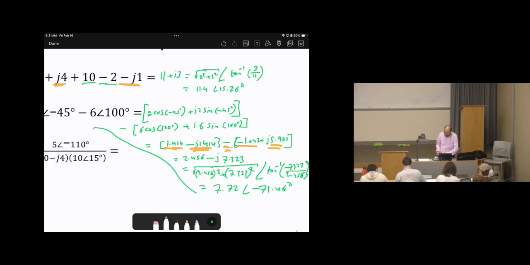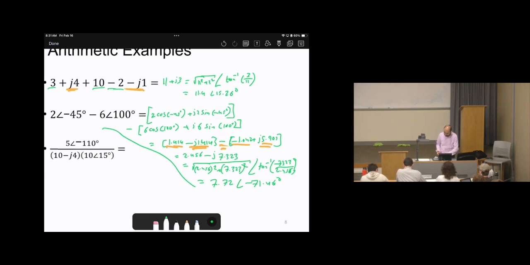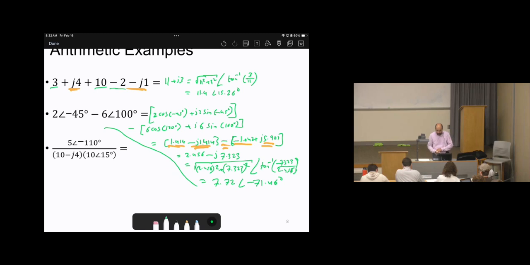Now the last one: 5 angle negative 110 divided by 10 minus J4, times 10 angle 15. So we see it's multiplication and division. So the best thing is to make sure everything is polar. It's almost everything in polar except this expression. We need to convert this to polar.